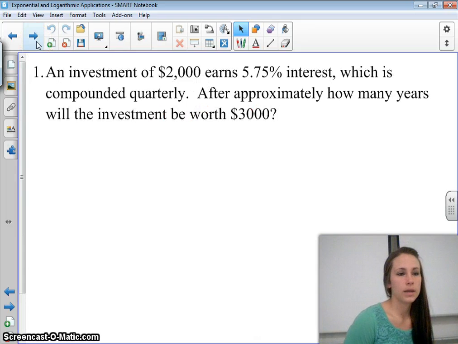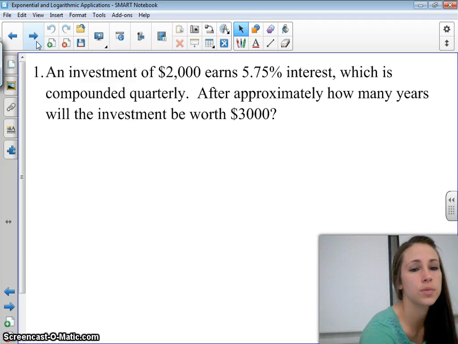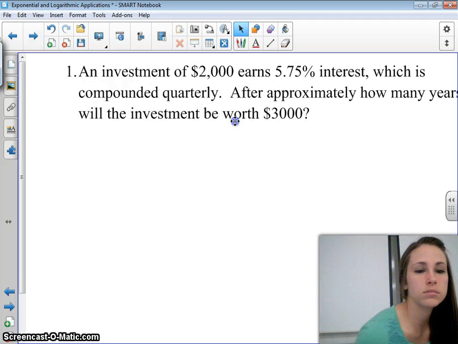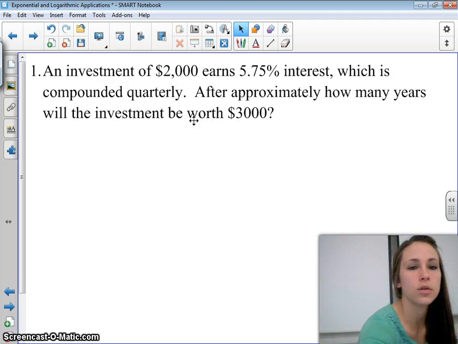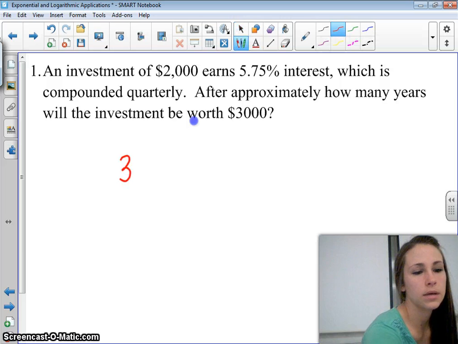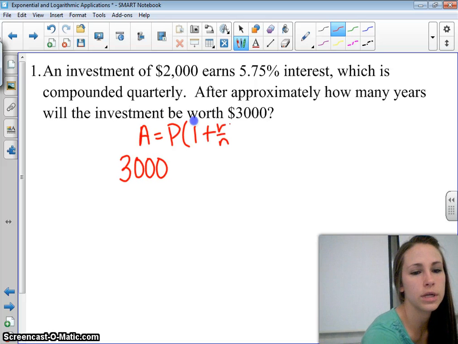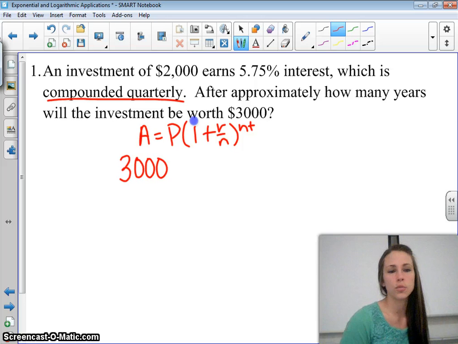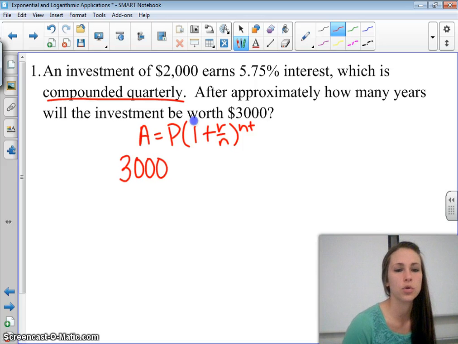Alright, so let's look at number 1. It says an investment of $2,000 earns 5.5% interest, which is compounded quarterly. After approximately how many years will the investment be worth $3,000? Alright, so my $3,000 is my final amount. First I'm going to write my formula up here. I'm going to use A equals P(1 plus r over n) to the nt because it says compounded quarterly. So I know what formula to use since it said compounded quarterly.